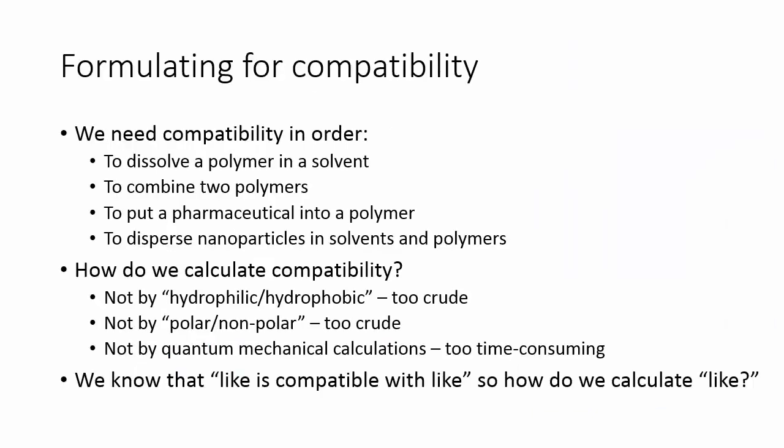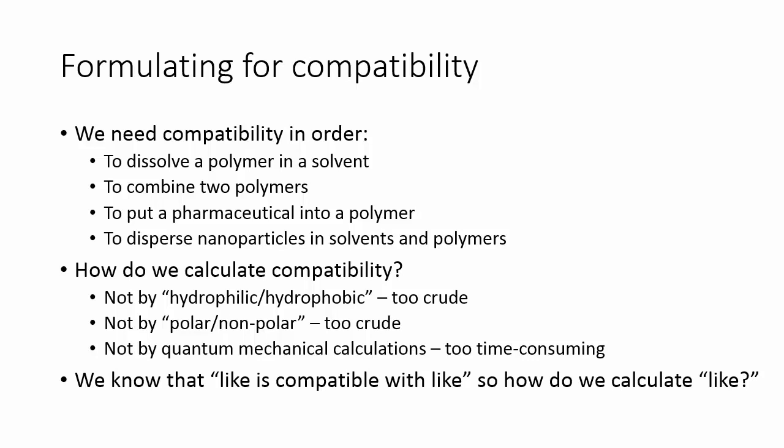One of the things we have to do as a community is formulate for compatibility. We need compatibility to dissolve a polymer in a solvent, combine two polymers, disperse a pharmaceutical in a polymer for controlled release, disperse nanoparticles in solvents and polymers, for example for paints and inks. So if we want to formulate for compatibility, how do we calculate compatibility?